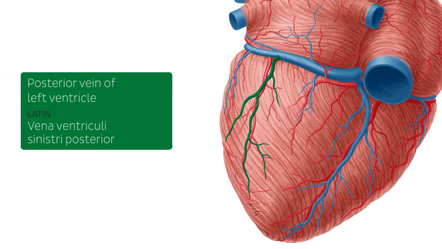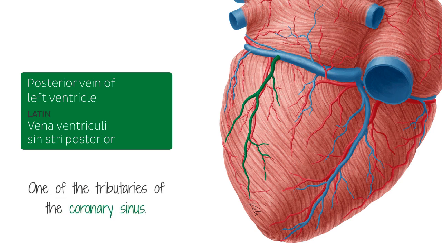This is also one of the tributaries of the coronary sinus for the venous drainage. This cardiac vein can be found on the posterior surface of the left ventricle. So this is the left ventricle, if you remember well. It is found to the left of the middle cardiac vein, which you see here.